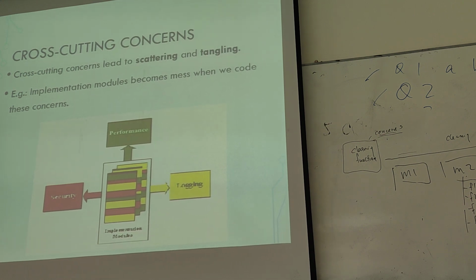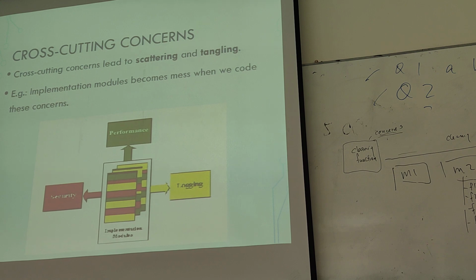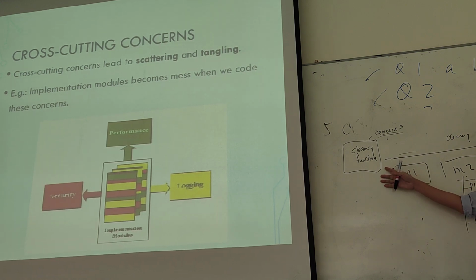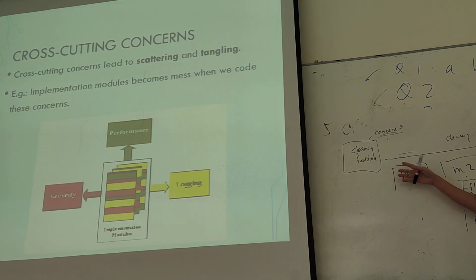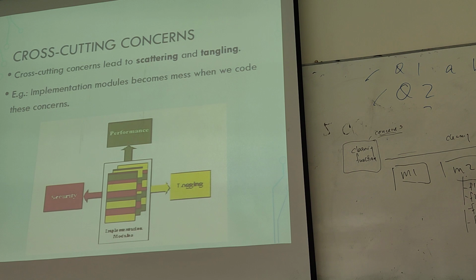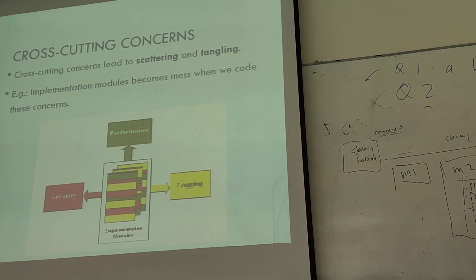Cross-cutting concern will lead to two negative effects. One is called scattering, one is called tangling. Scattering means that the same function is distributed, scattered, in the different functions or modules. Tangling means that you make the code become difficult.